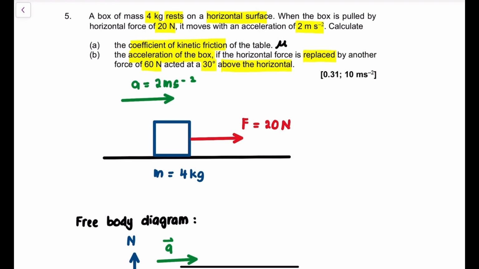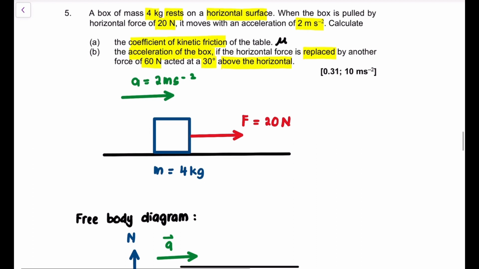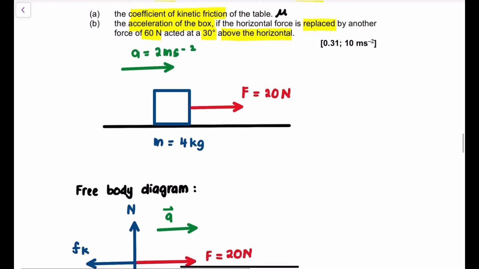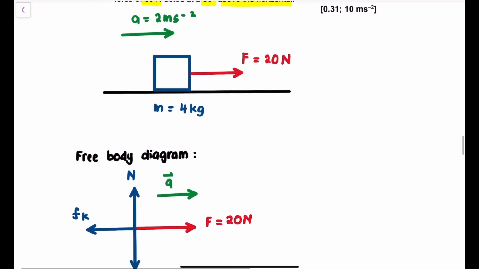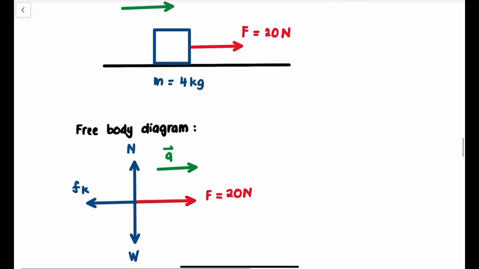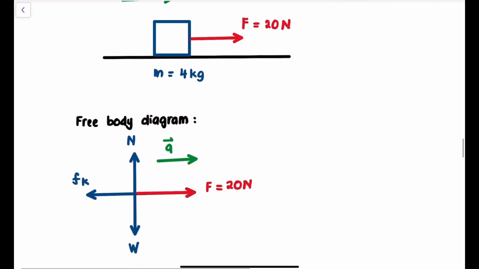Now, look at the first question. Okay, actually this is the diagram referring to the statement. First step, we need to draw a free body diagram of the box. We have frictional force, normal, weight, and the applied force of 20 Newton.